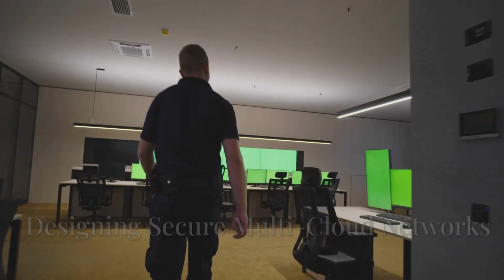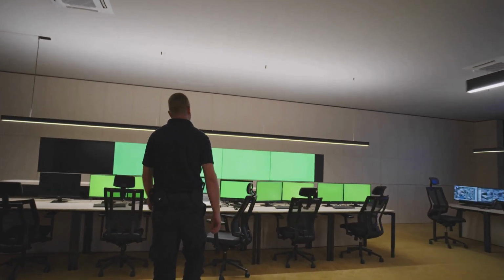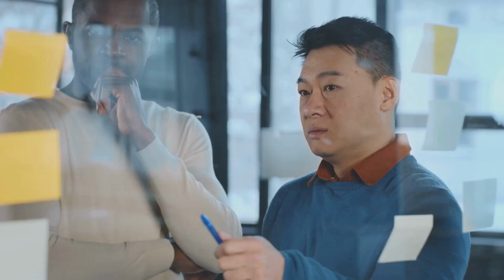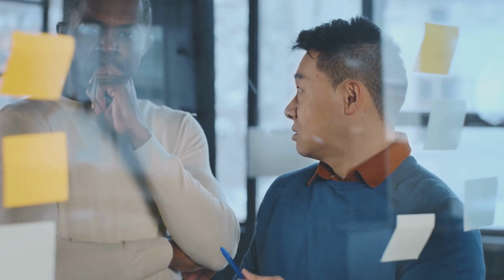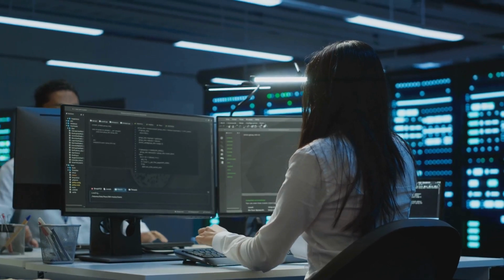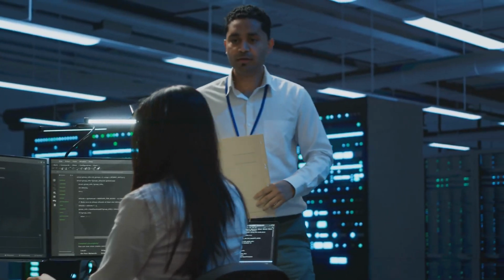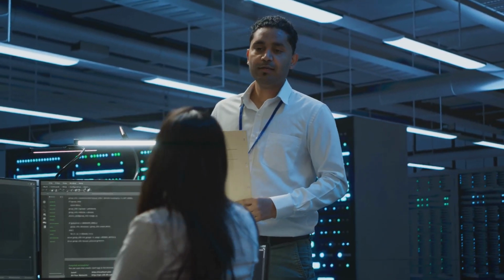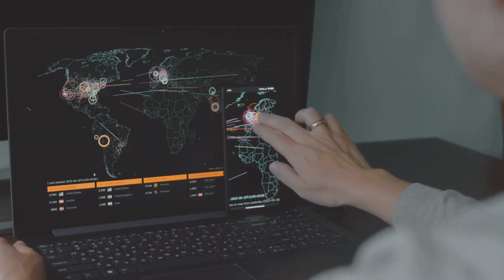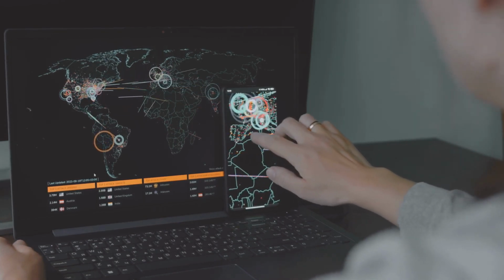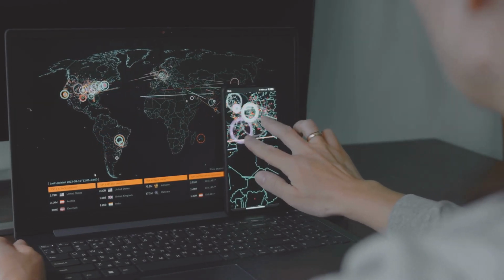Question: can you walk us through your approach to designing secure networks in a multi-cloud environment? My approach involves several critical steps. First, I conduct a thorough assessment of the organization's cloud usage, including the different cloud providers, services, and workloads being leveraged. This helps me understand the attack surface and identify potential security gaps across the multi-cloud landscape.